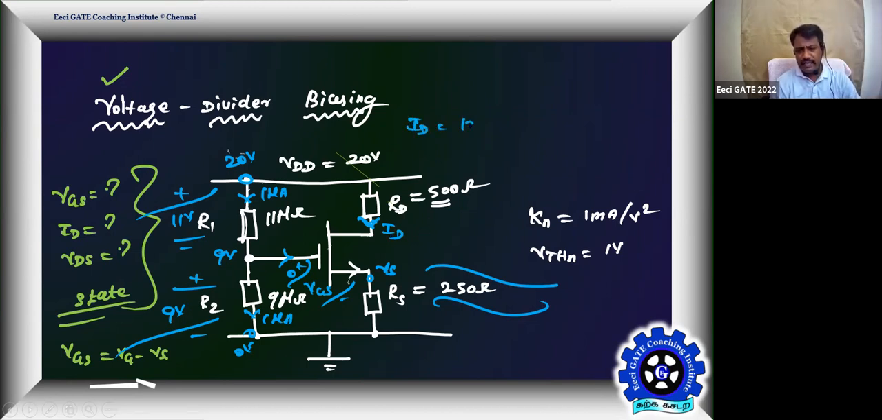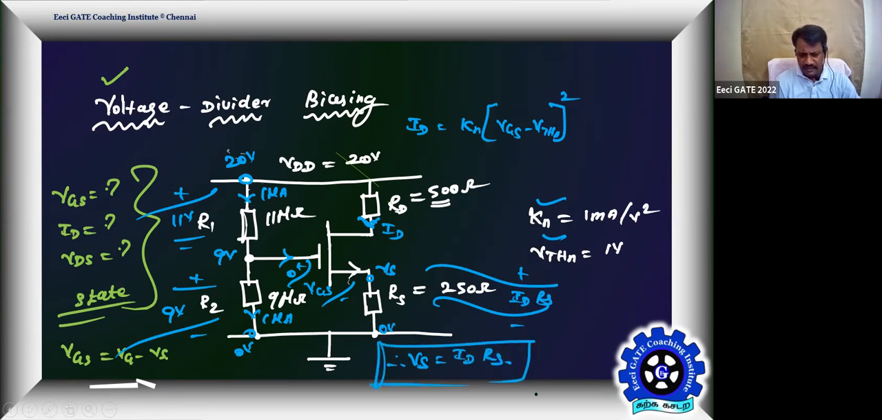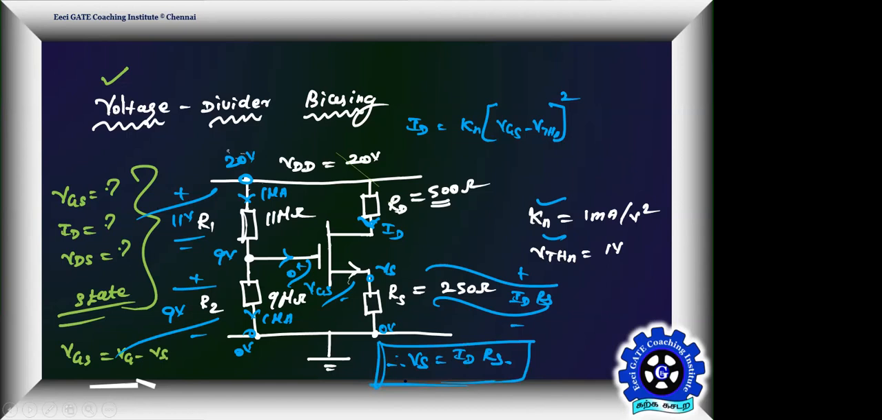ID equals Kn into (VGS minus V threshold of the NMOS) the whole square. Kn is given, V threshold is given. Assuming the saturation current, the current makes a drop across this, that is ID into RS. So, potential 0 rises by ID RS, therefore VS is equal to ID into RS. Have you taken VS equal to ID RS or something else, Shweta? Same, ID into RS, sir. Okay.